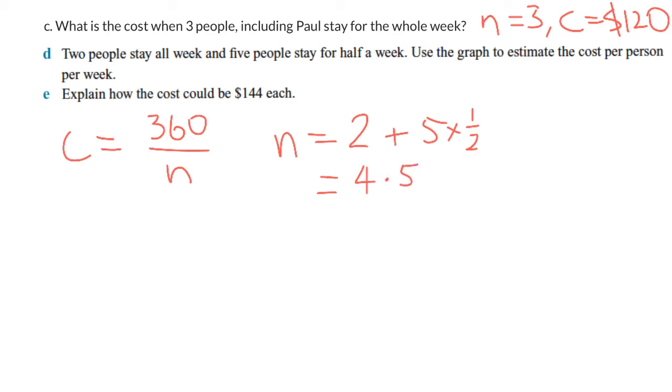So if we said our cost now was going to be 360 over 4.5, our value for 4 was $90, and our value for 5 was $72. So it's somewhere in between there, which is $80 per person.